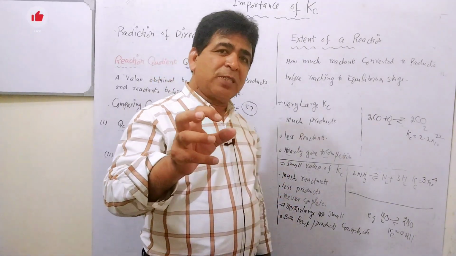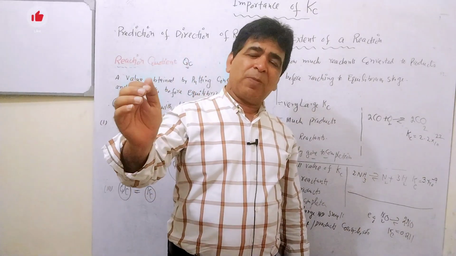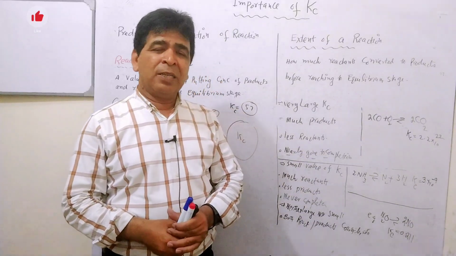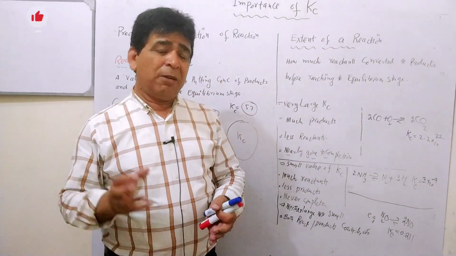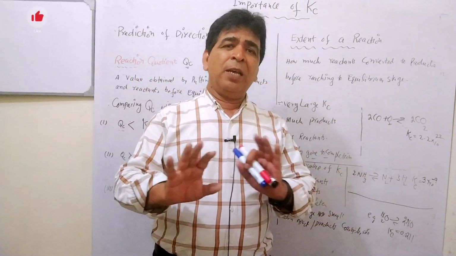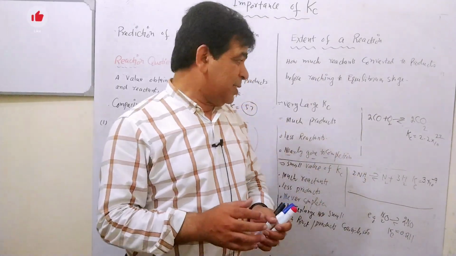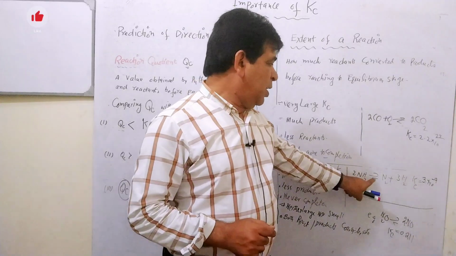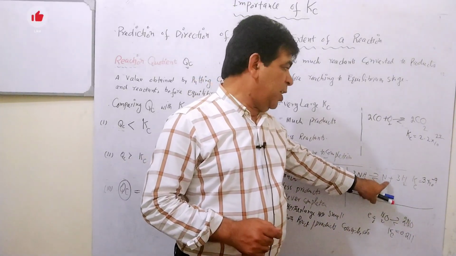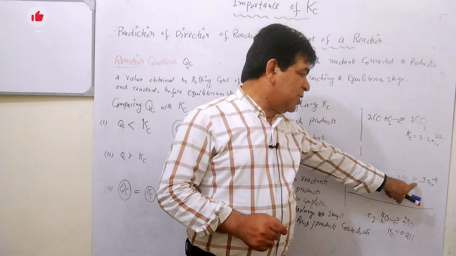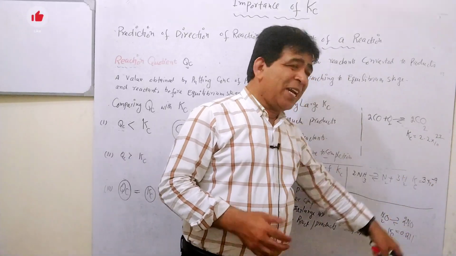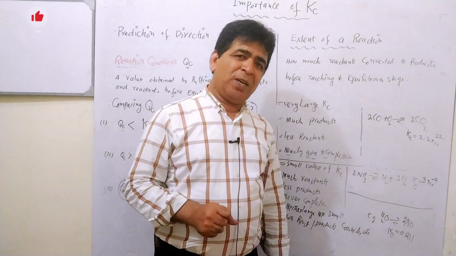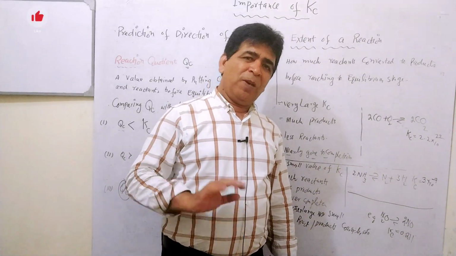And one fact about reactions which have a small value of Kc is that they will never go to completion, because there are reactants and very small products. This is the meaning of a very small value of Kc. Example of this: 2NH3 in a reversible reaction goes into N2 plus 3H2, and its Kc value is 3 into 10 raised to the power minus 9. The power minus 9 means it is a very small value of Kc, and such a reaction will never go to completion.